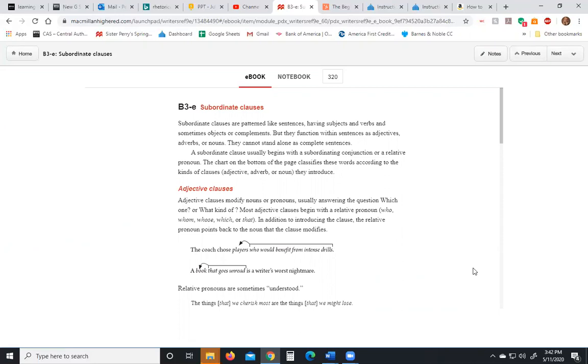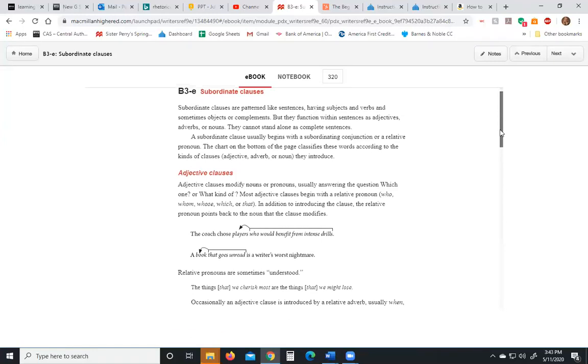So the first one, adjective clauses modify nouns or pronouns, and they usually answer the question which one or what kind of. Most adjective clauses begin with a relative pronoun, so who or whom or whose or which or that. In addition to introducing the clause, this relative pronoun points back to the noun that it modifies, and you can actually see that right here.